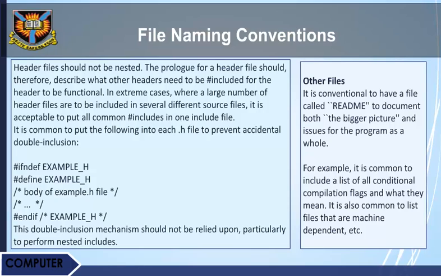Other files. It is conventional to have a file called README to document both the bigger picture and issues for the program as a whole. For example, it is common to include a list of all conditional compilation flags and what they mean. It is also common to list files that are machine dependent, etc.